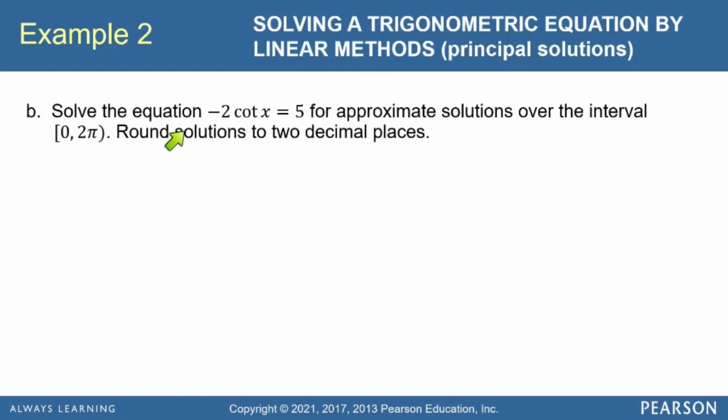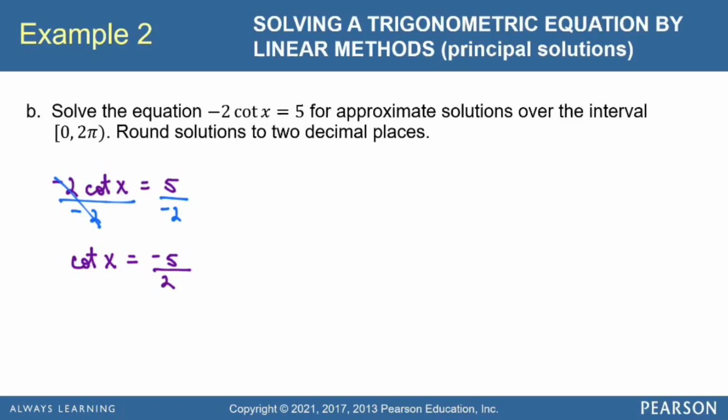And here is part B of example 2. It says solve the equation -2 cotangent x equals 5 for approximate solutions over the interval from 0 to 2 pi radians. Round the solutions to 2 decimal places. So let's go ahead and write down our equation. And we know that we want to isolate the cotangent of x. So let's divide both sides by -2. And now we have cotangent of x equals -5/2. Now this is not the cotangent value for any of our memorized reference angles.